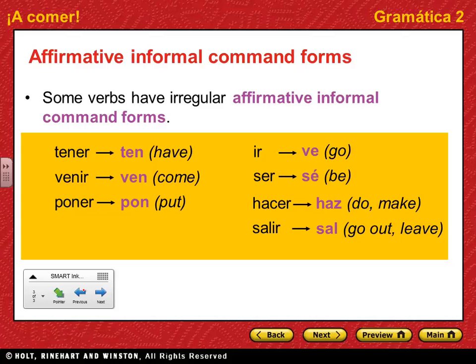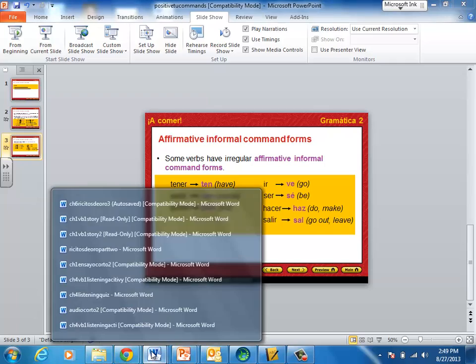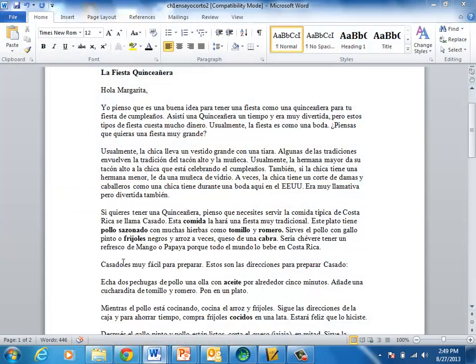So you're going to be using this in your ensayo corto. Basically for this PowerPoint, you need to write down that the positive tú commands are in the tú form present tense, you drop the S, and these are all the irregulars, and you're going to use this in your ensayo corto. So I'm going to show you the ensayo corto that we're going to be using in class tomorrow.